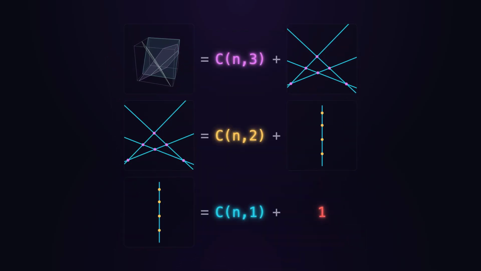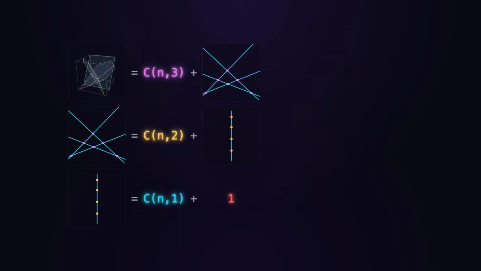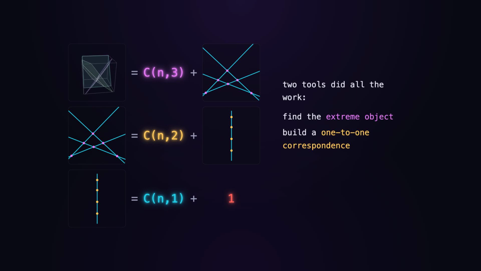That's the real payoff of this proof. The recursion hands you a number. The extremal principle shows you what the number is made of. Two tools did all the work. Find the extreme object, then build a one-to-one correspondence. And those two tools solve a lot more problems than this one.